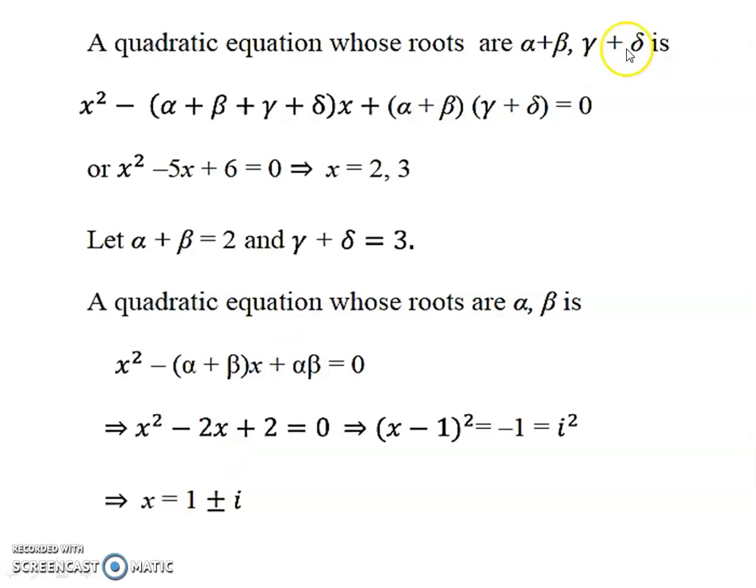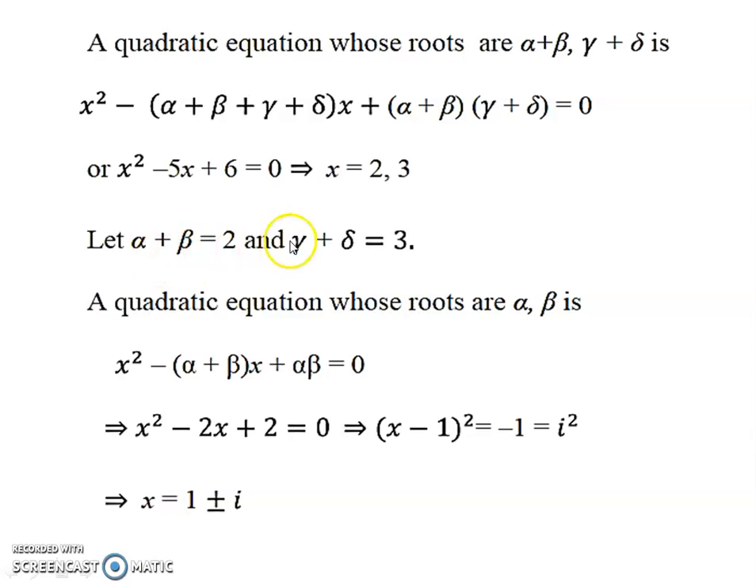So a quadratic equation whose roots are alpha plus beta and gamma plus delta can again be written in this form. I can write the sum of roots and the product of roots. The values of x now come out to be 2 and 3 by solving the quadratic equation. For more detail, you can watch my video on quadratic equations also.